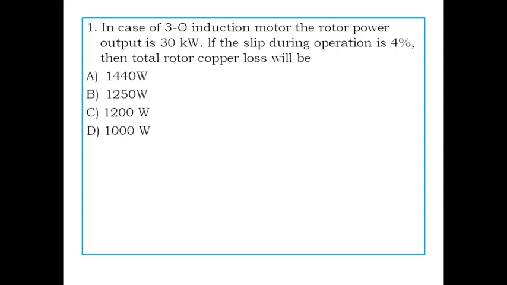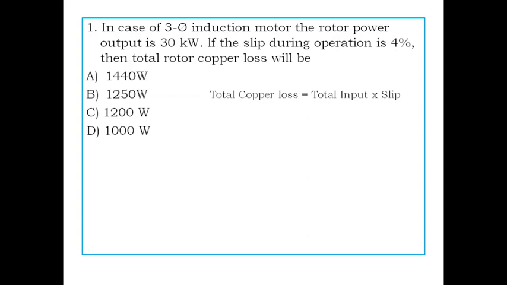So we have a relation in this format: total copper loss can be given as total input into slip. Here we need to find the total copper loss, so that's why I have mentioned this formula here. And this is the most important one. In general we know that the total copper loss is I square R, but in terms of input and slip also we can get it.